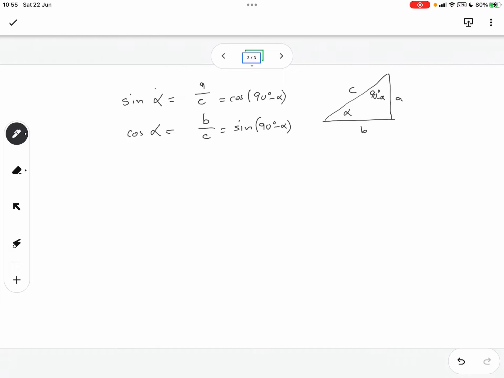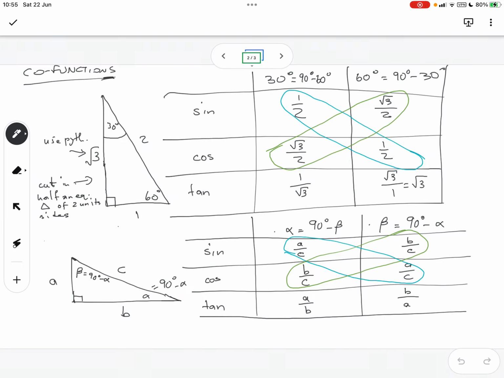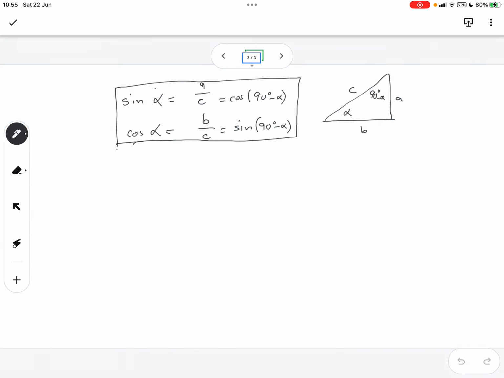And these cofunctions, we limit them only to sine and cos, because tan, if we look at its cofunction, is actually the cotangent. So we're not going to do that right now, but it's just good to know it. Yes. All right.